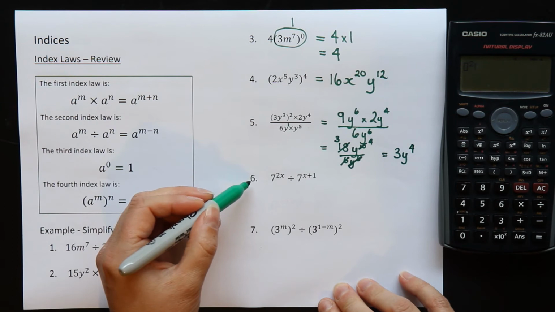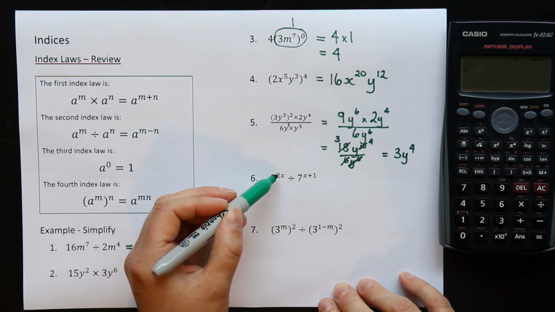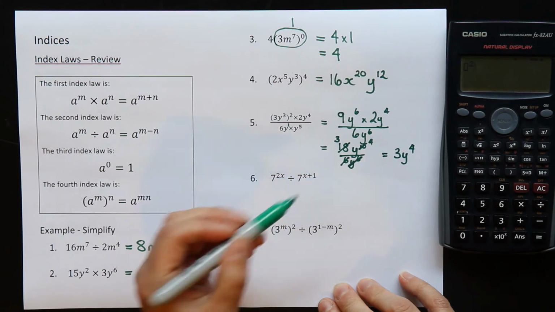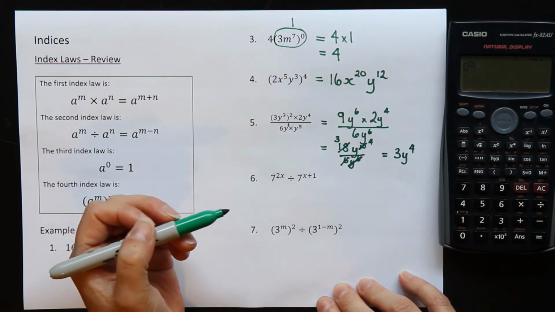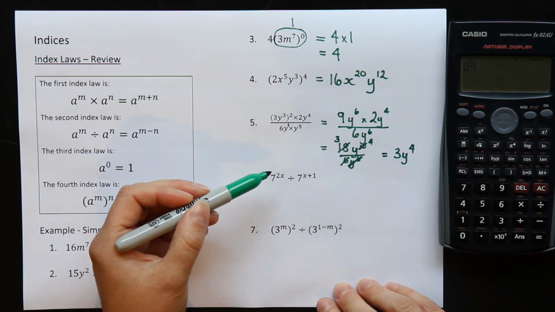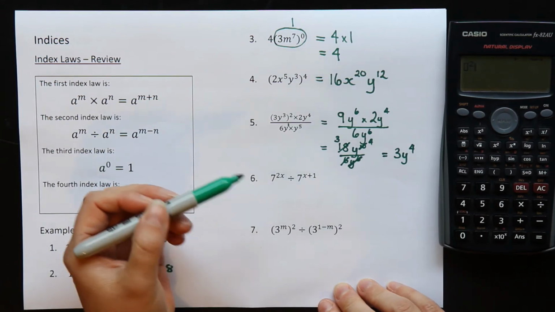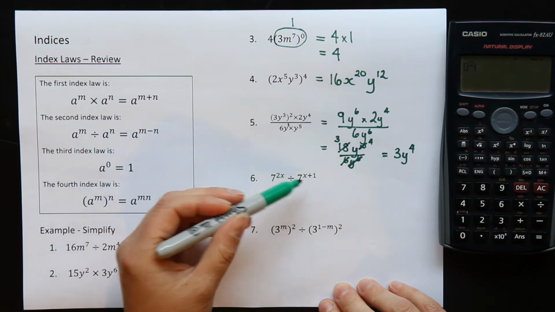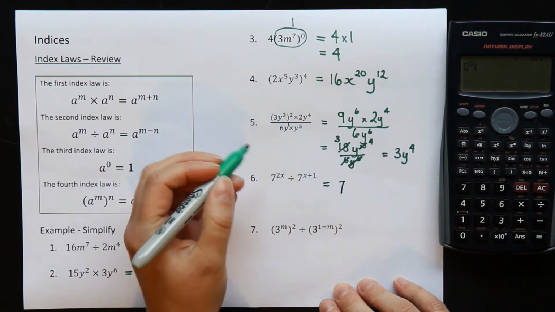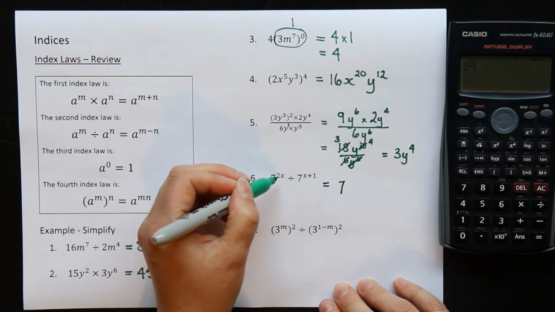Okay, question 6. 7 to the power of 2x divided by 7 to the power of x plus 1. This is a little bit unusual. You may not be used to this kind of question. We have pronumerals as our power. Okay, so the same rules still apply. If I have the same base, and 7 is my base, then I just need to subtract the powers.